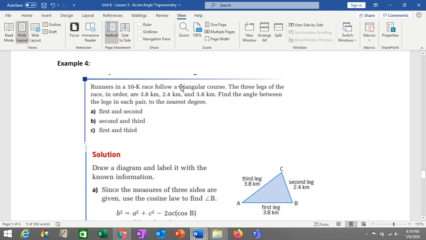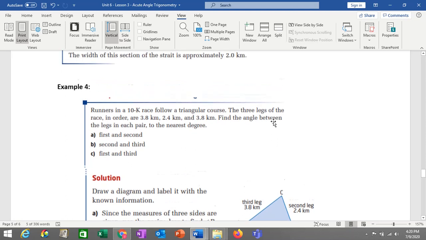So I would draw a picture of this. Again, you have a limited amount of information to work with. You don't really know what these angles are, so your picture might not really look like this. But as long as you've got 3.8, 2.4, and 3.8, you're good. Okay, and you have A, B, C, so that you know where everything goes. So I guess the race runs like this, from here to here to here to there.